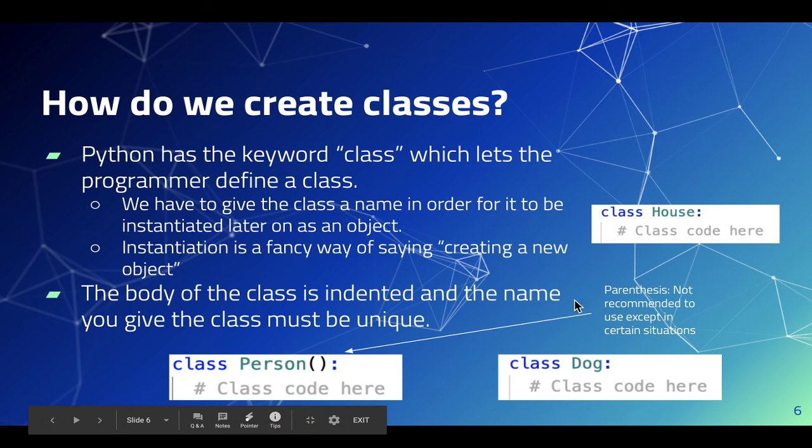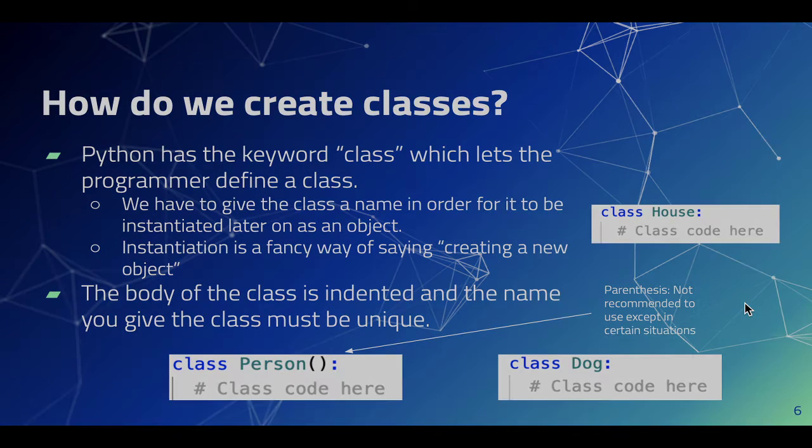So that is the body of the class. The name of the class must be unique. So if I have this class Dog, later on in my code, doing class Dog again would give you some unexpected results. But that's just the basics. We won't get into that too much here, but eventually you'll understand why.